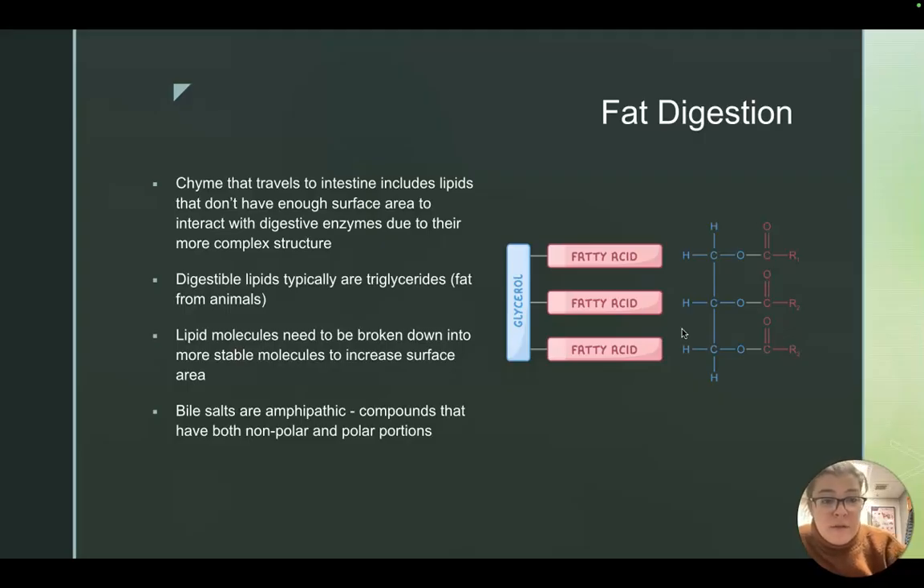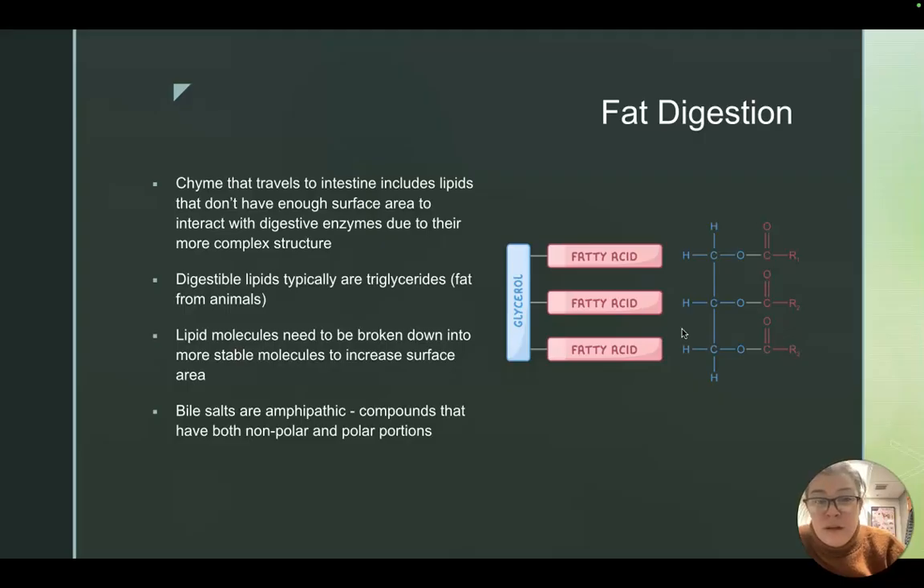Most often, digestible lipids are what are called triglycerides, so fat from animals. To be able to be digested, these molecules need to be broken down into more stable molecules, and this essentially increases their surface area so that they can bind to enzymes, and also to bile. So I included a diagram of what triglycerides are made up of.